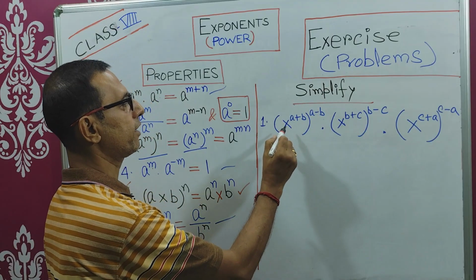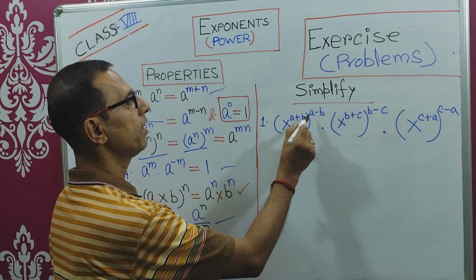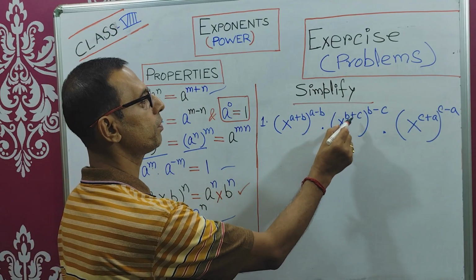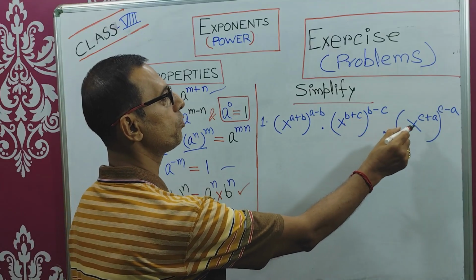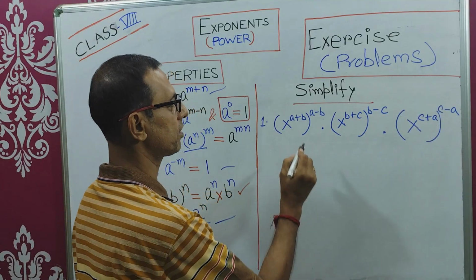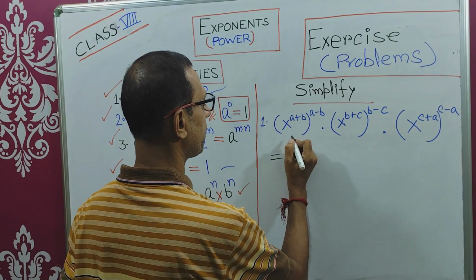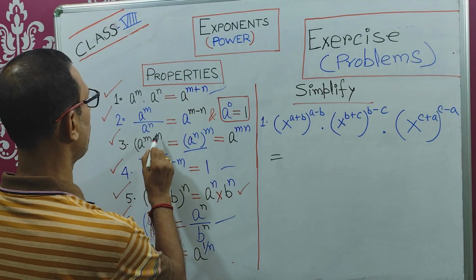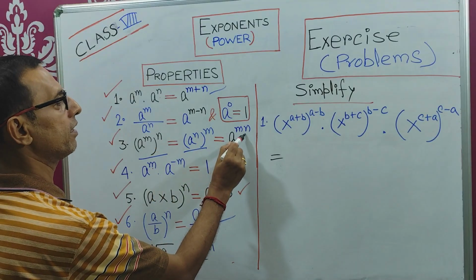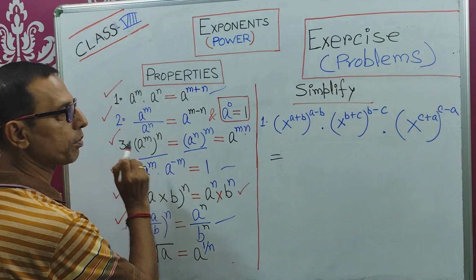Simplify this one: (x to the power a plus b) whole to the power a minus b, into (x to the power b plus c) whole to the power b minus c, into (x to the power c plus a) whole to the power c minus a. So what you can do, write down: (a to the power m) whole to the power n equals a to the power mn, this third property.